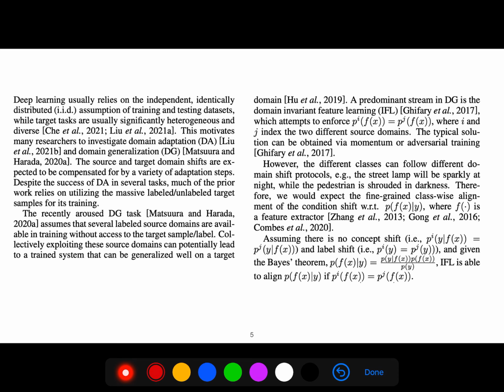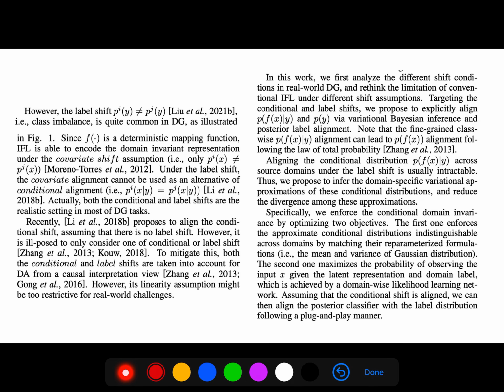So assuming that there is no concept shift, so the probability of the label conditioned on f of x is the same for source and target, and label shift is also the same, and given the Bayes theorem, we are able to align P if their probability is the same. However, with label shift, for example class imbalance, in some sources we have more samples of one class, and in another source or target we have a different distribution. So it's quite common in domain generalization.